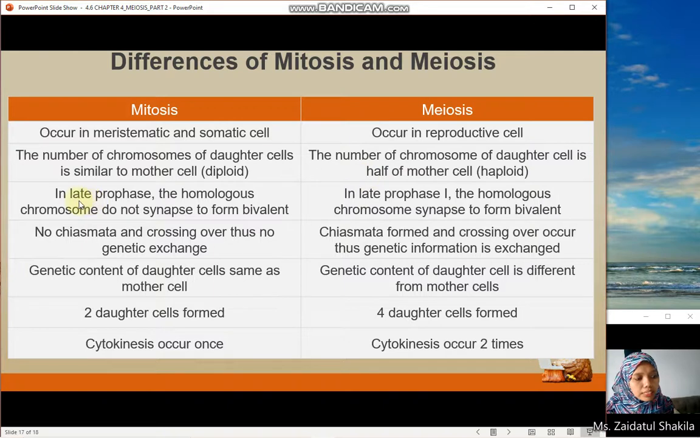During mitosis, in late prophase, homologous chromosomes do not synapse to form bivalents, while in meiosis, in late prophase 1, homologous chromosomes synapse to form bivalents. And there is another difference between mitosis and meiosis. You need to remember at least 5 differences between mitosis and meiosis.